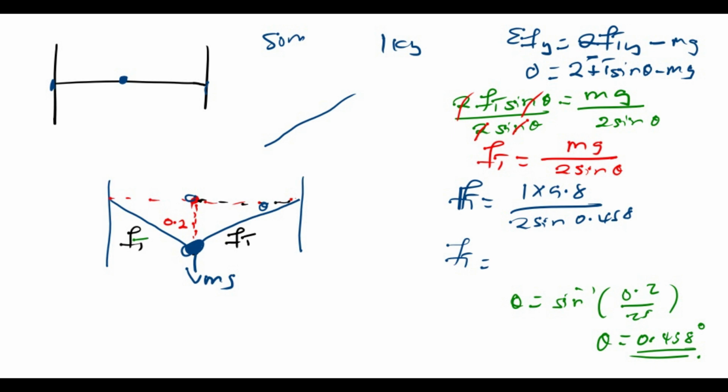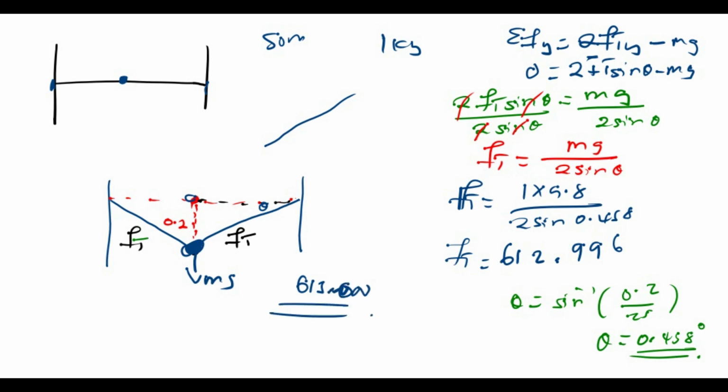So it's 9.8 divided by 2 sine 0.458. So I'm getting 612.996. If I round it off, because this is 996, it's going to be 613.0 newtons.